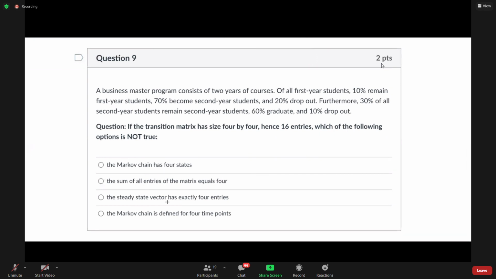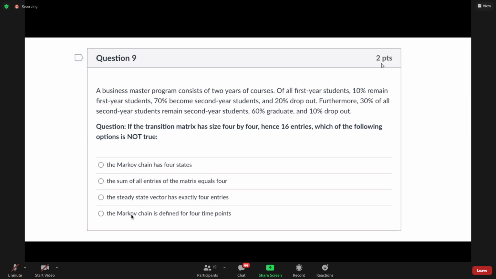The steady state vector has exactly 4 entries. That is correct. Remember that the steady state vector is the probability vector V, which contains 4 entries, defining 4 probabilities in time. It has 4 entries because it's one column with 4 lines, 4 entries.